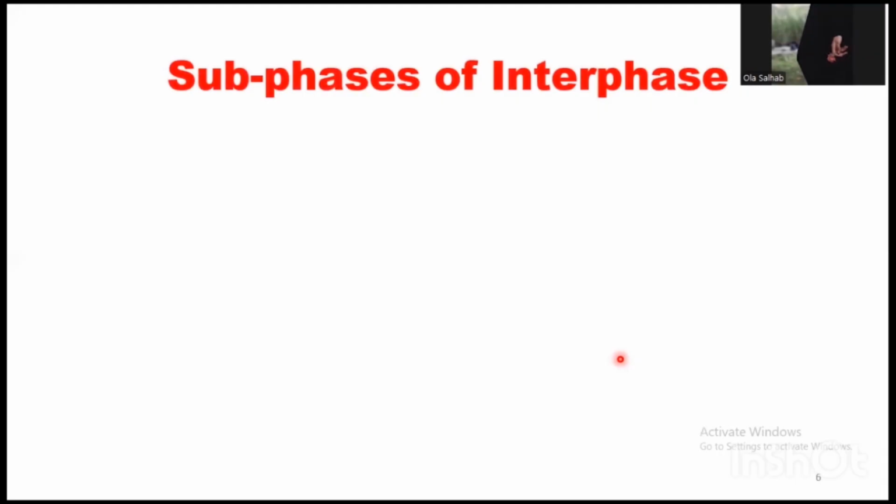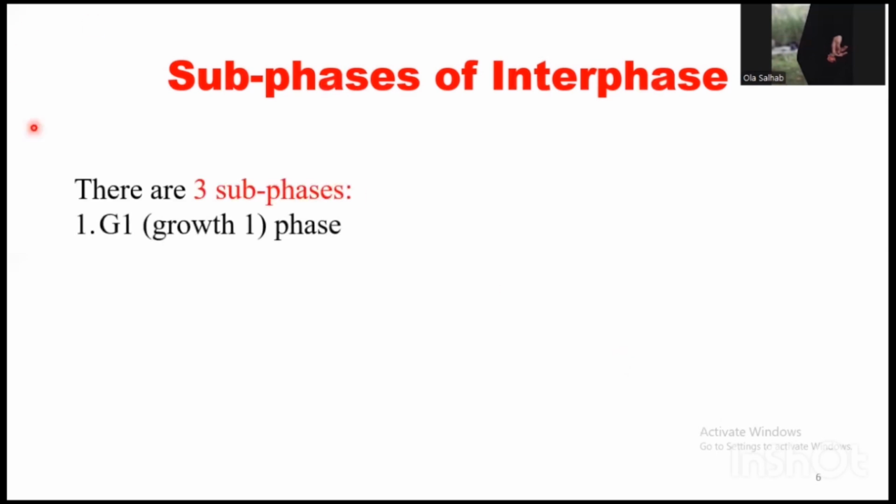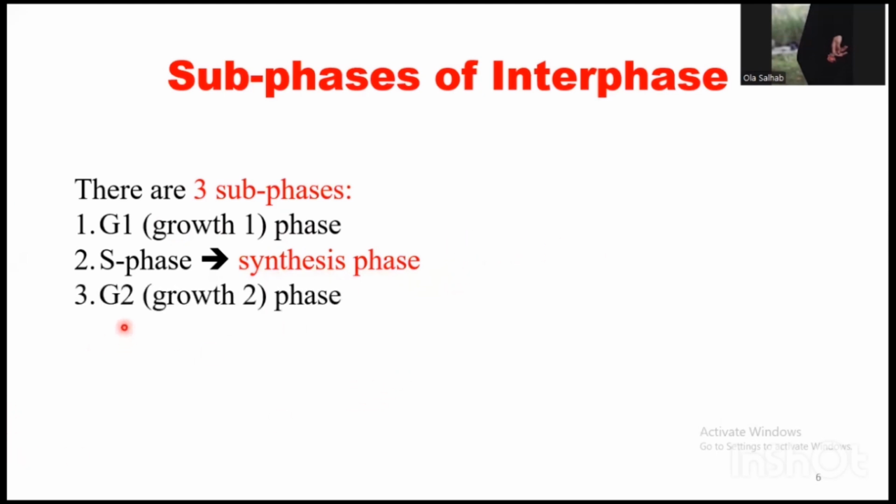Interphase is divided into subphases, meaning smaller phases. There are 3 subphases. First one, G1 phase. Second one, S phase, or we call it synthesis phase. And actually, in this phase, we have duplication of DNA. Meaning in this phase, the one chromatid becomes two chromatids. And finally, we have G2 phase. Okay, so we talked about this. We said that one chromatid becomes two chromatids, duplication of DNA.